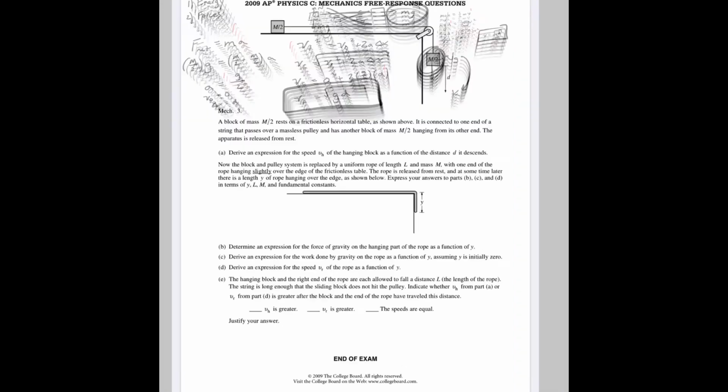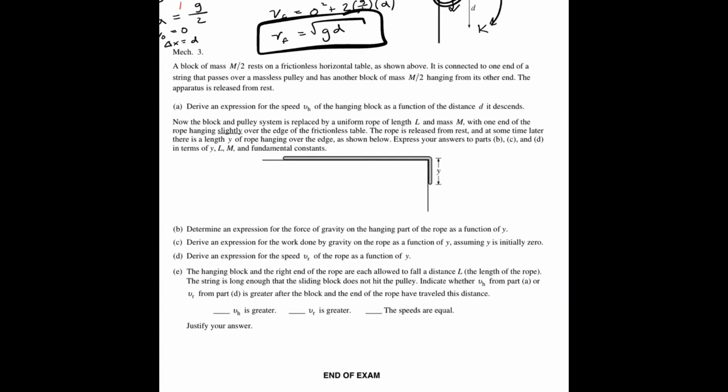All right. Moving on to B. Determine an expression for the force of gravity of the hanging part of the rope as a function of y. So in this situation, we've changed the scenario. The block and pulley system has been replaced by a uniform rope of length L and mass m, and one end of that rope is hanging slightly over the edge. That rope is released from rest, and at some time later, there is a length y of rope hanging over the edge, as shown below. Express your answers in algebraic terms. So we need to figure out an expression for the force of gravity of the hanging part of the rope as a function of y.